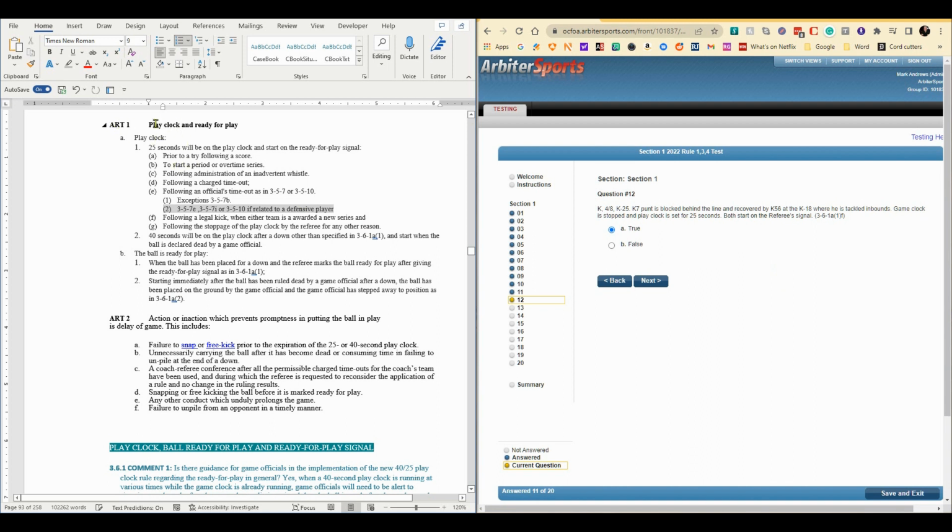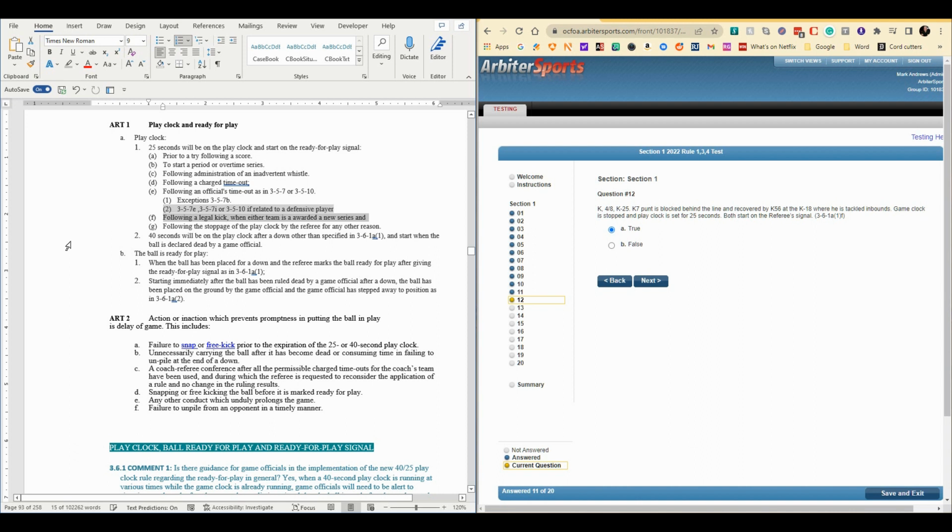Article 1 deals with play clock and ready for play. And this is the play clock. 25 seconds would be put on the play clock and start on the ready for play signal. F, following a legal kick when either team is awarded a new series, and we don't need to worry about that. Okay, so that's exactly what happened here.